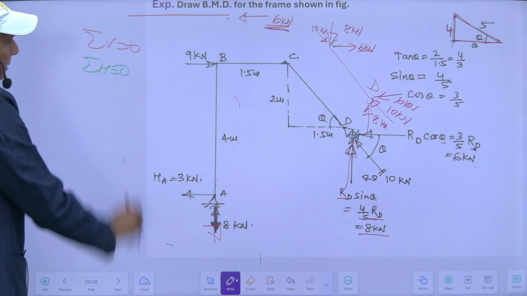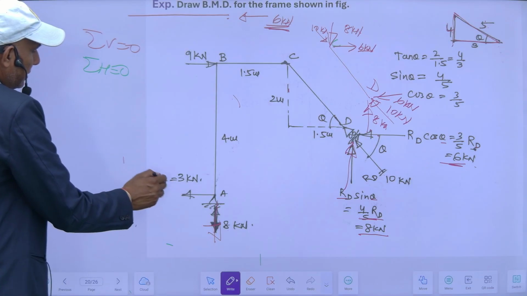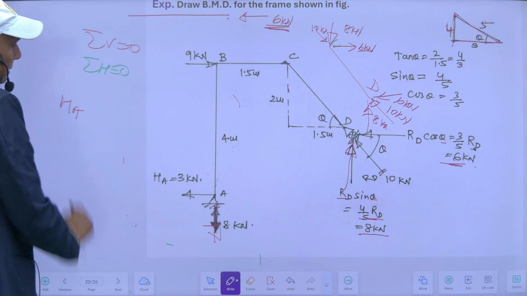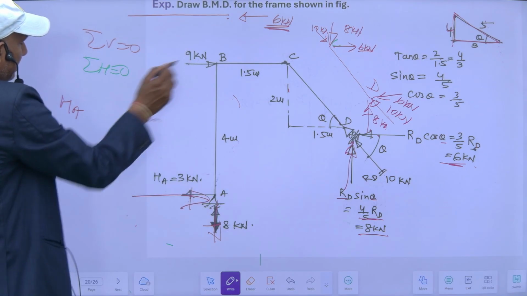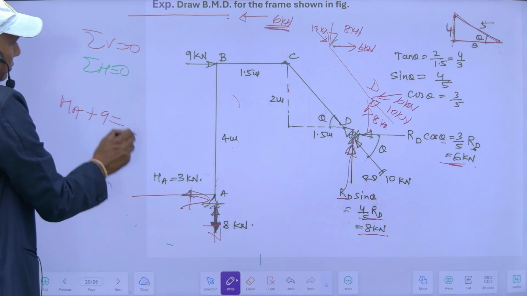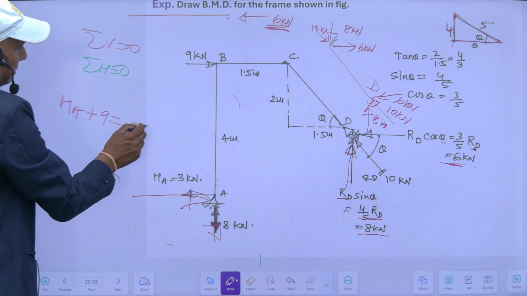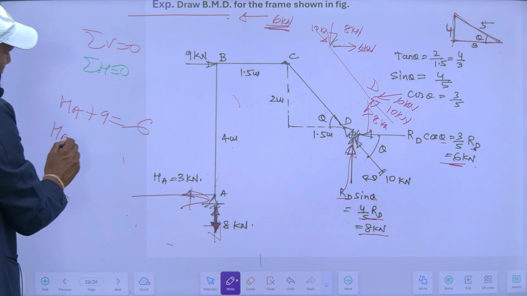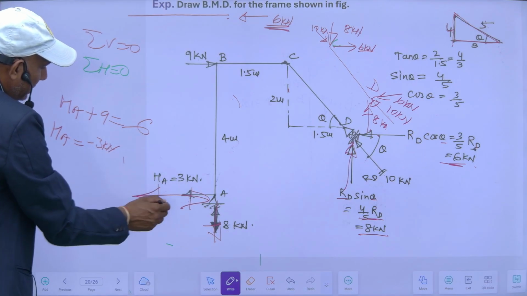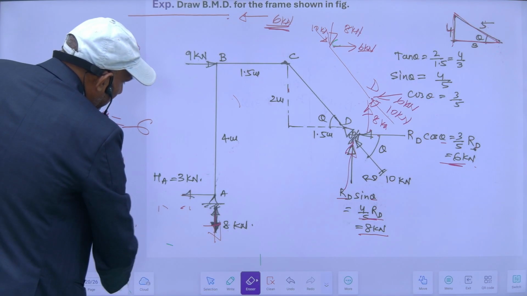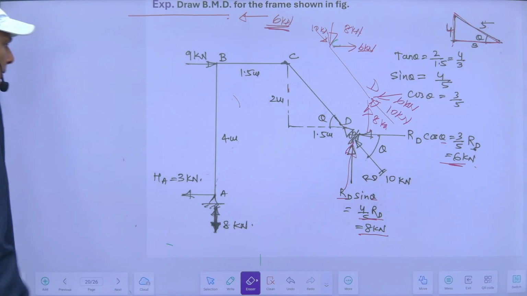For that, this is 6 kilonewton. Suppose this is HA, acting in this direction. So this plus this 9 should be equal to this one, for sigma H equal to 0. So HA will be equal to minus 3 kilonewton. Minus 3 means it is not in this direction, it is in these directions. So I can draw its free body diagram.